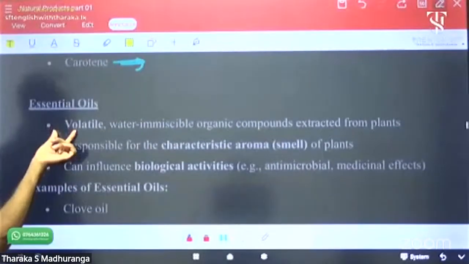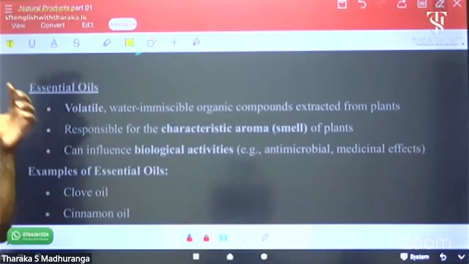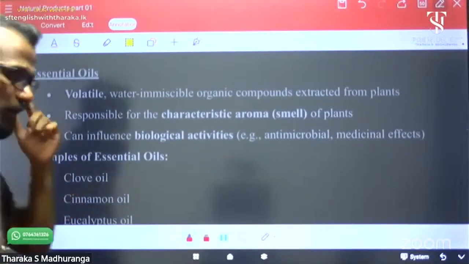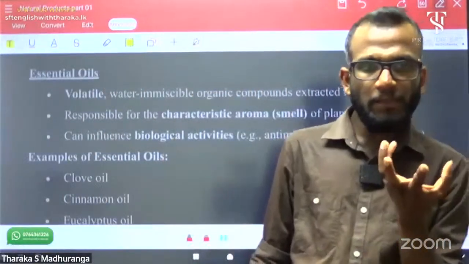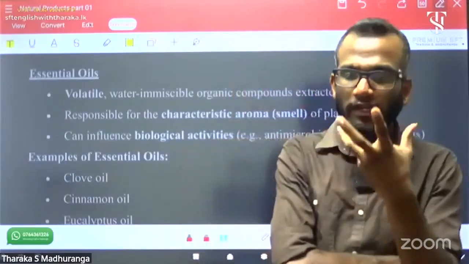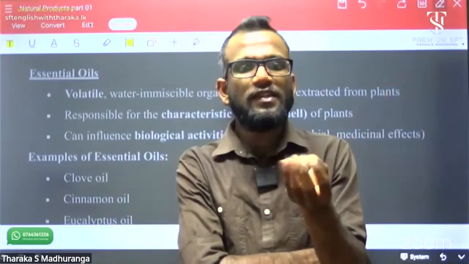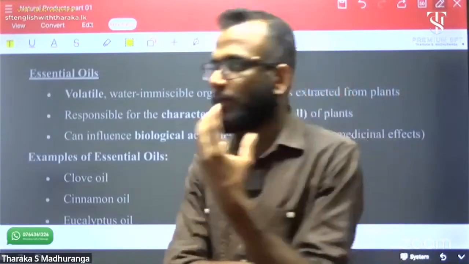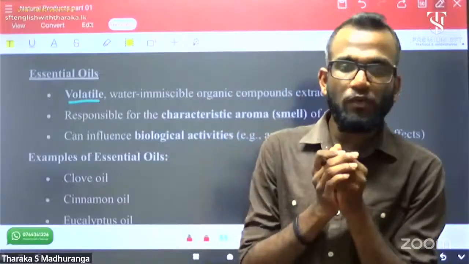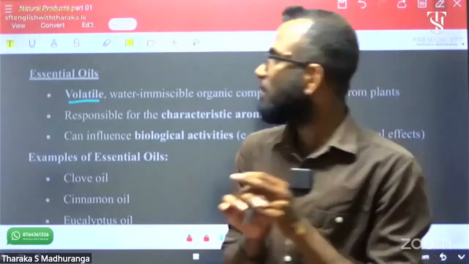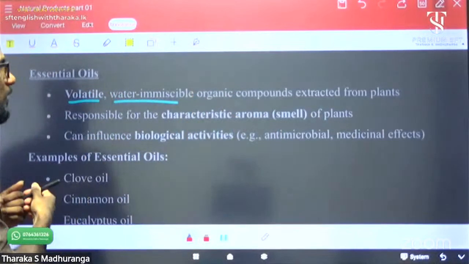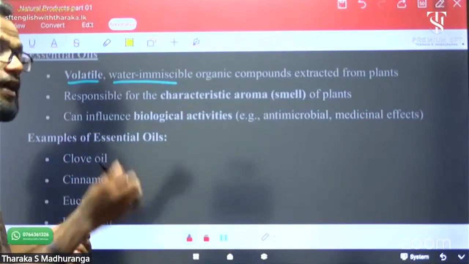Okay, the next one, essential oil. Essential oils are a special type of oil produced by plants. They are volatile, that's the main characteristic. Volatile means they easily evaporate. They are non-polar compounds, which means they do not dissolve in water; they are water immiscible. And they have a specific aroma.